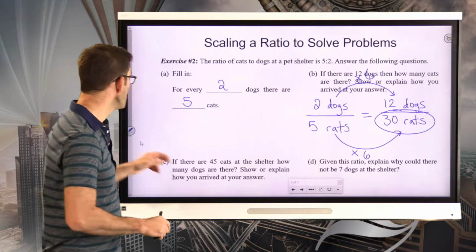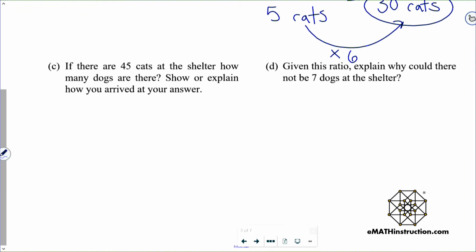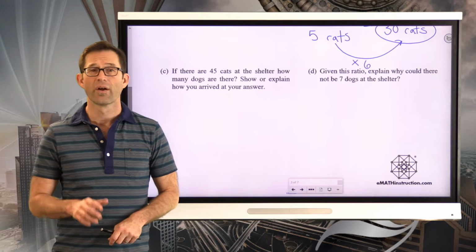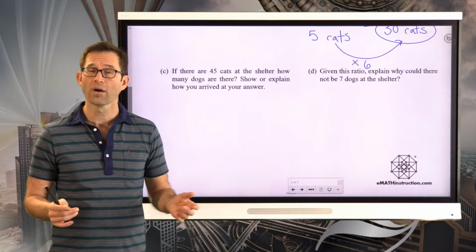Let's take a look at letter C, which I'm going to want you to do on your own. Letter C. If there are 45 cats at the shelter, how many dogs are there? Show or explain how you arrived at your answer. All right, fantastic. Pause the video now and see if you can figure out how many dogs there are.